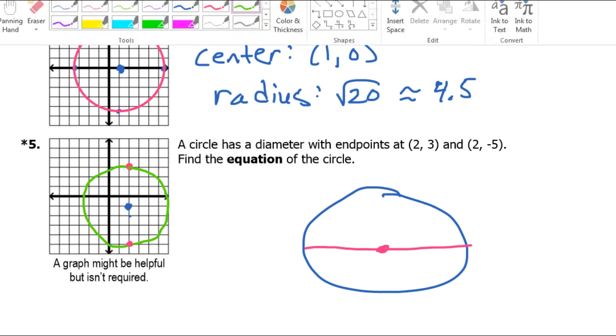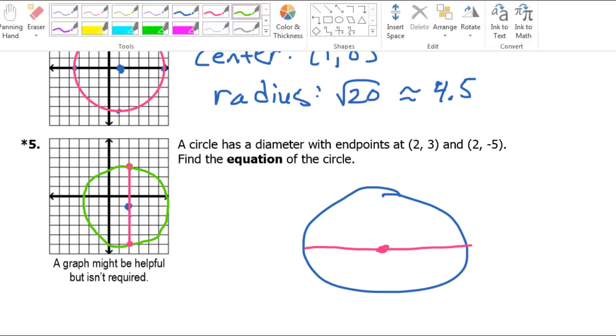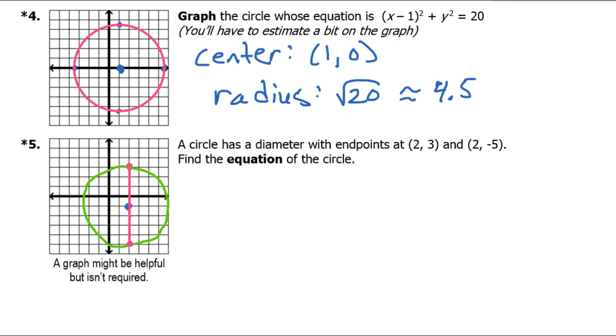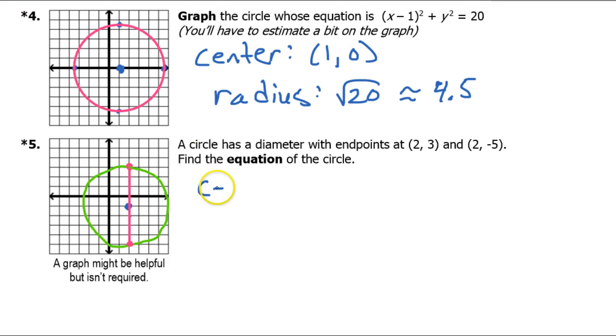Okay, but focus your eyes on the diameter, which is right here. Keep your eyes focused on that. So the center is going to be (2, -1). The radius, I can just count the squares from the center out to one of those endpoints. The radius is 4.